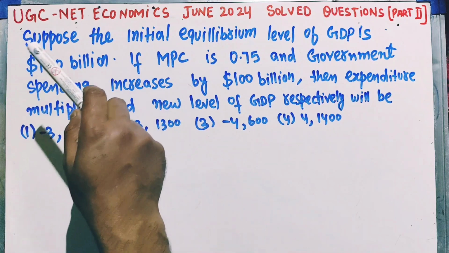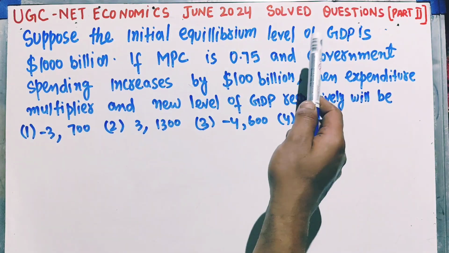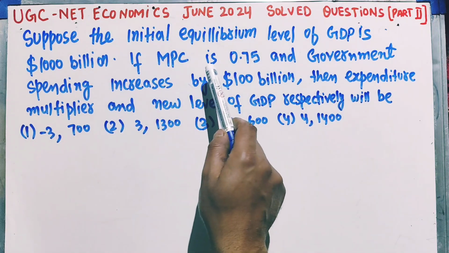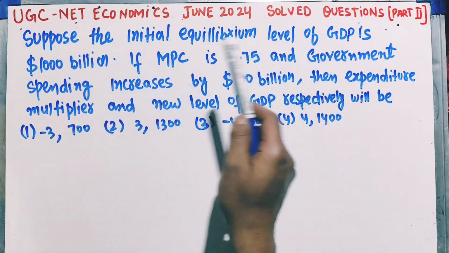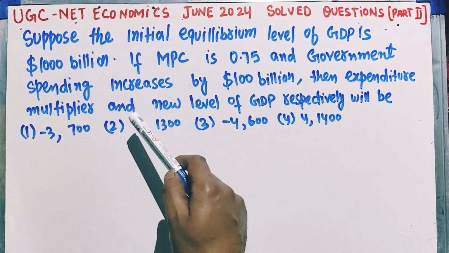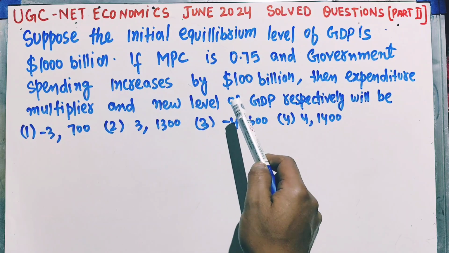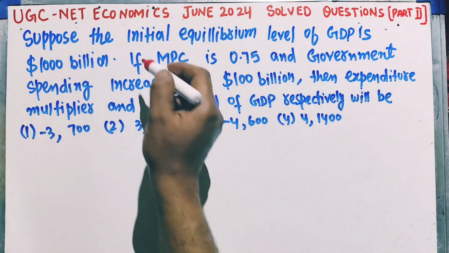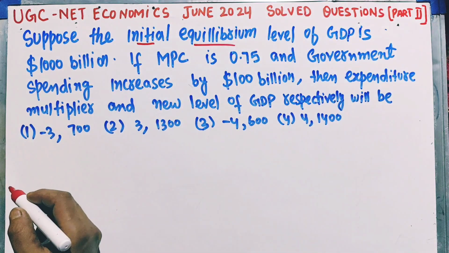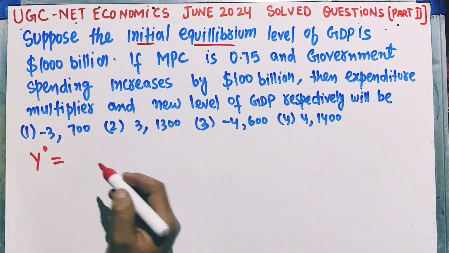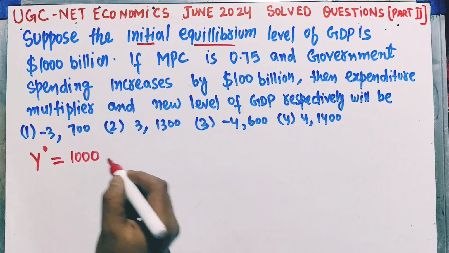The question is, suppose the initial equilibrium level of GDP is $1,000 billion. If marginal propensity to consume is equal to 0.75 and government spending increases by $100 billion, then expenditure multiplier and new level of GDP respectively will be. Options are being given. We need to find out the correct option. We are given the initial equilibrium level of GDP. Let's denote it by Y star, which is equal to $1,000 billion.